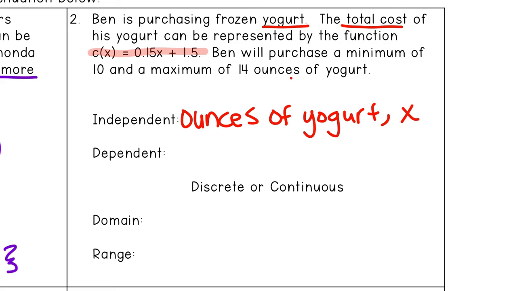Represented by X. The dependent is going to be the total cost. How do I know what the cost is going to be? Well, it depends on how much yogurt I get. And they are using C of X.